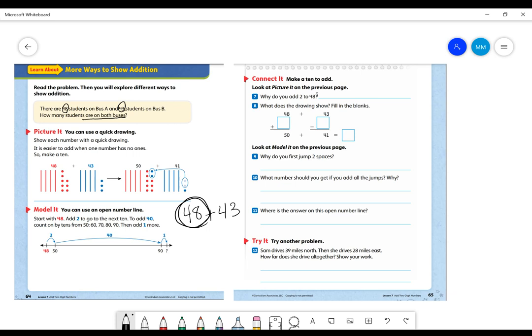So we made a new group of 10. And that new group of 10 got us to what number? It got us to 50. So what does the drawing show? Fill in the blanks. So Miss Mason kind of showed this over here. But when we have 48 and we add those 2 more, we got to 50. But we took that 2 from our second part. So when we added the 2, we still took it away from our second part.